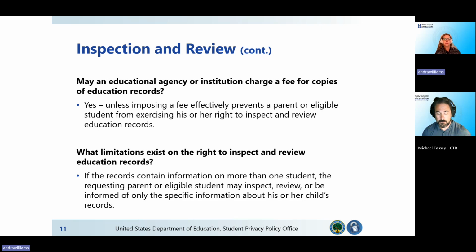And another important thing to remember is that the access is to the record of the student. So if the record includes information on other students, like it's a video of a fight that's been used for disciplinary purposes, the parent or eligible student are only permitted to inspect and review the specific information related to their child. If you have questions about photos or videos, we do have a resource available on our website. So I encourage you to take a look at that.